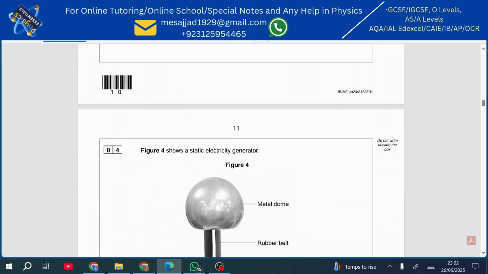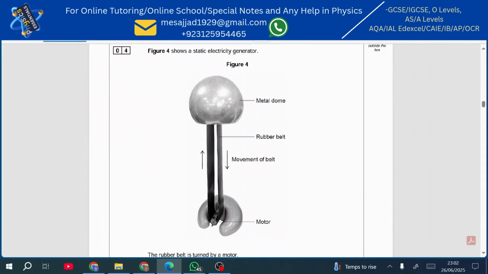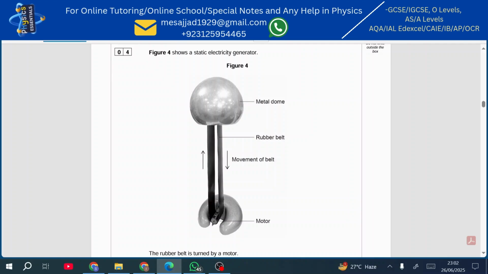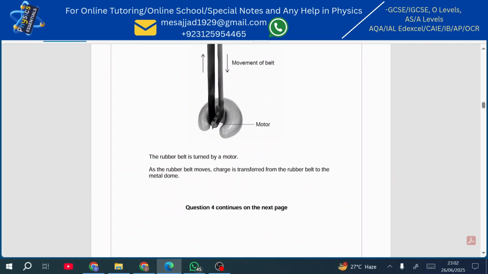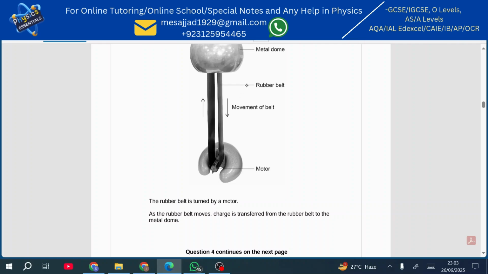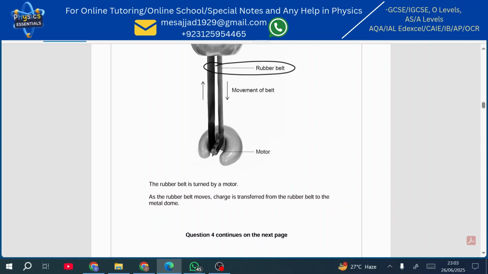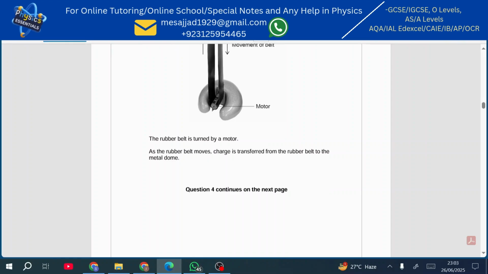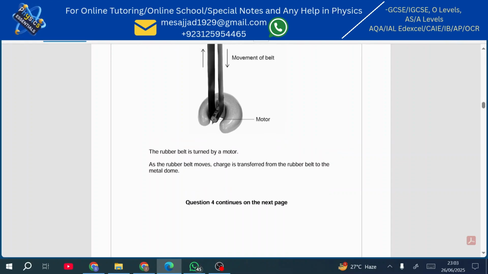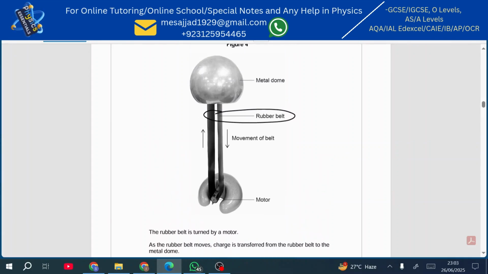Question 4. Figure 4 shows a static electricity generator. The rubber belt is turned by a motor, so you can see this is the rubber belt. As the rubber belt moves, charge is transferred from the rubber belt to the metal dome. Here the charge is either positive or negative, whatever. As they mentioned negative, let's talk about negative. So here the negative charge is going.